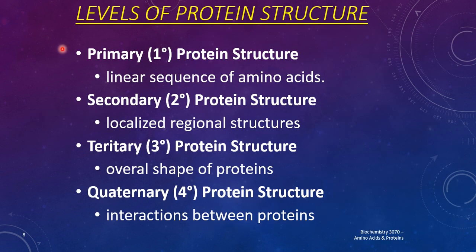So here are the levels of protein structure, as I told you: primary, secondary, tertiary, and quaternary. Primary structure is going to be a linear sequence of amino acids. Secondary is going to have localized regional structures, and tertiary is going to present an overall shape of the protein, and quaternary protein structure is going to be seen in some interactions between proteins. So these are all just levels where they are going to occur. Now, coming to these structures in detail.